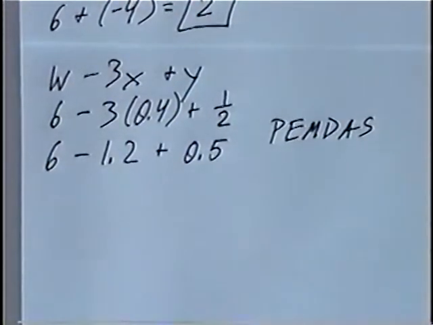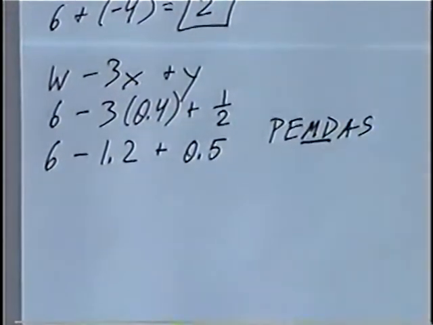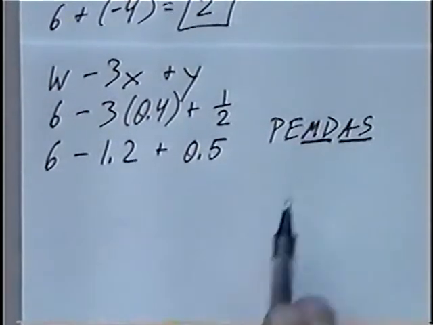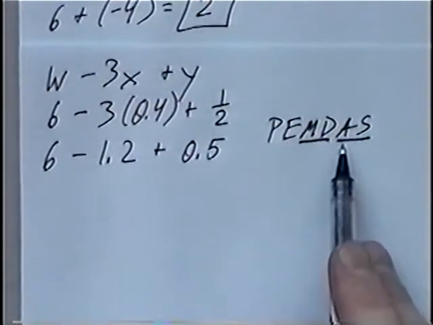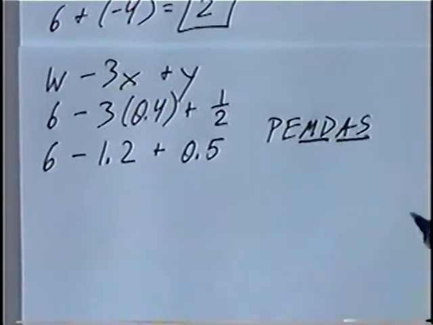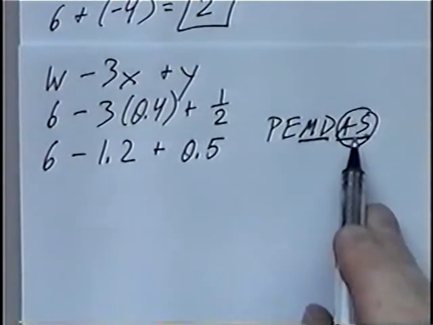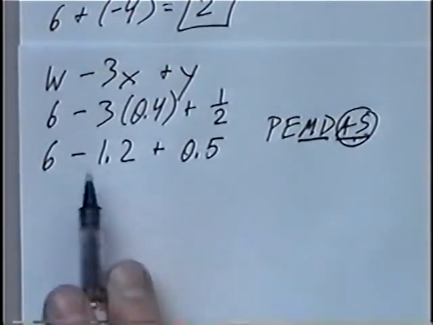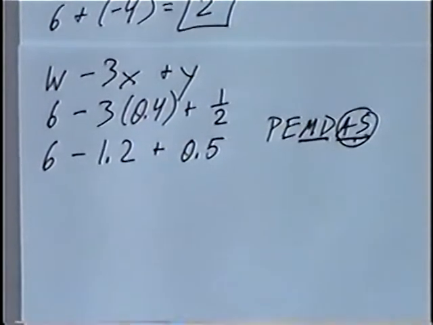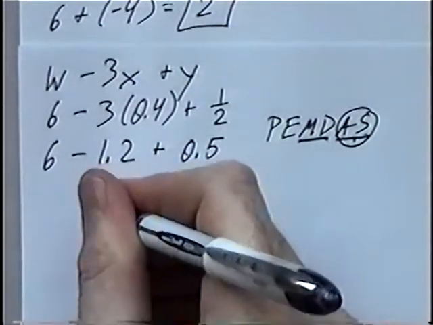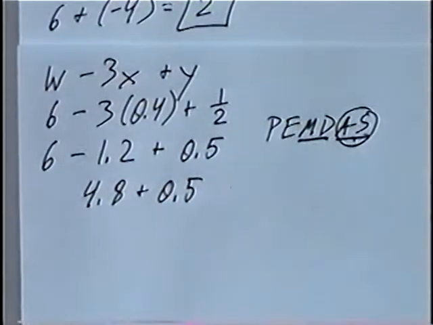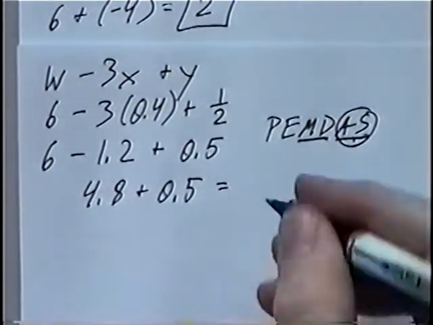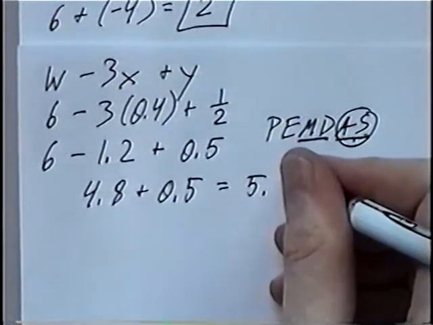One step on PEMDAS that's most commonly forgotten is multiplication, division, and addition, subtraction. You do each of these operations at the same time in order from left to right. So even though addition looks like it comes before subtraction, these are paired, and you do both operations in order from left to right. So we'll subtract first and then add. 6 minus 1.2 would be 4.8, and plus 0.5. Adding those together will give you the answer of 5.3.